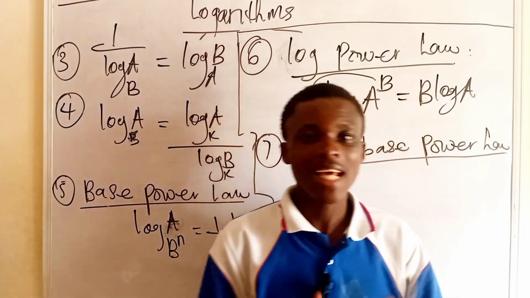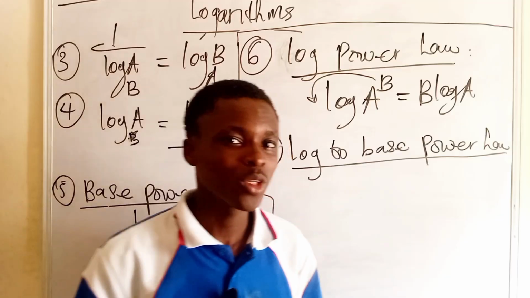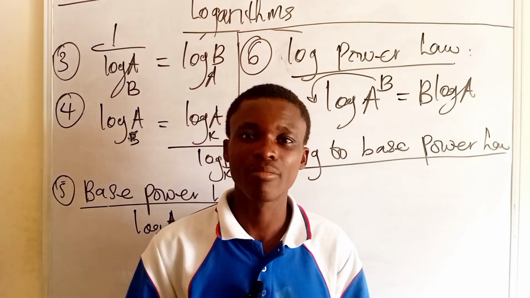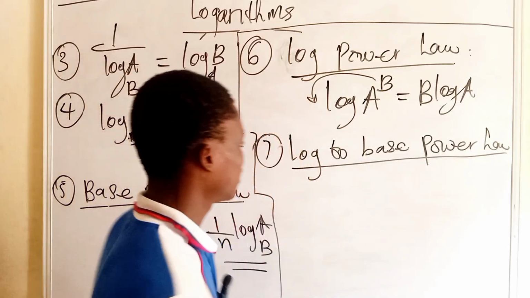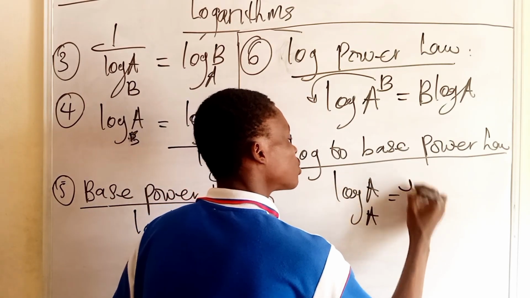All right. The next law we have here is called the log to base power law. What does the log to base power law state? The log to base power law states that if the log and the base are the same, the result is 1. That is, if we have log A base A, the result is 1.